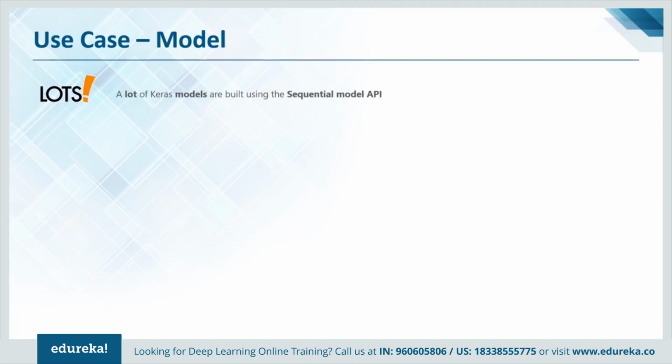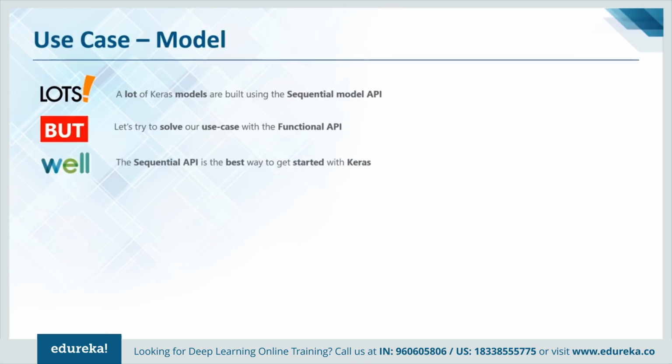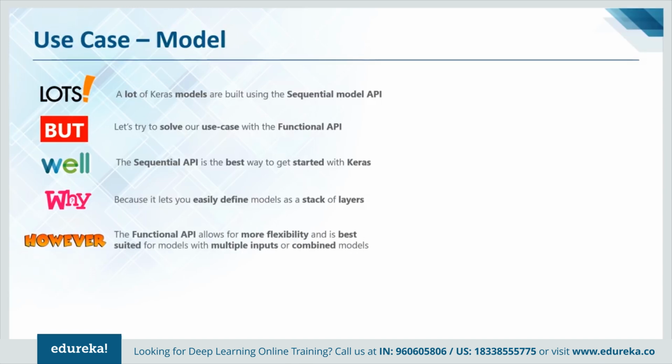A lot of Keras models are built using the Sequential model API as I told you earlier. But let's make use of the functional API for our use case. Well, true, the Sequential API is still the best way to get started with Keras. Why? Because it lets you define models easily as a stack of layers like I explained earlier. However, the functional model allows for more flexibility and is best suited for models with multiple inputs.